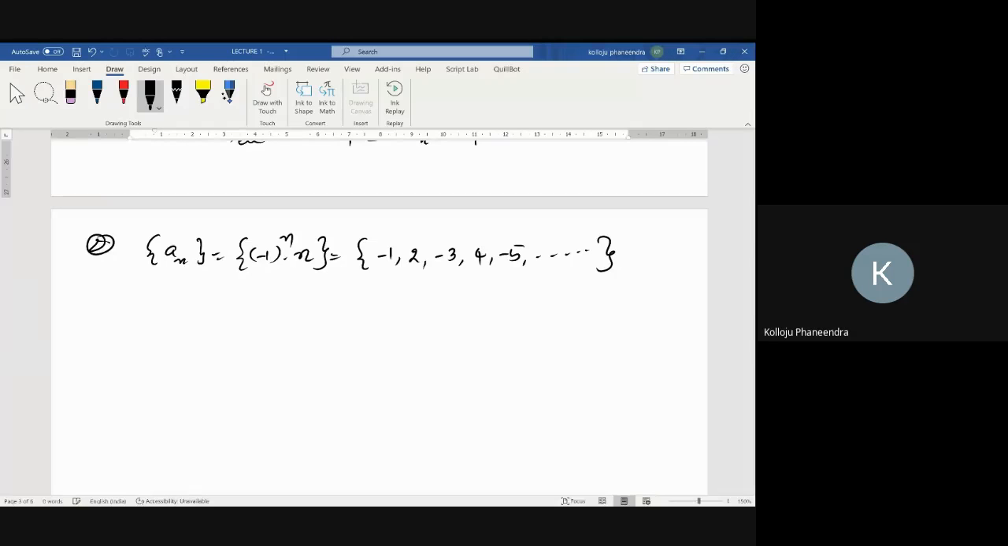-1 is less than or equal to 1. 2 is less than or equal to 1. Less than... It is unbounded. It's not a bounded sequence, sir. Not a bounded sequence, sure? Yes, sir. Right? Here, you have to mention clearly.